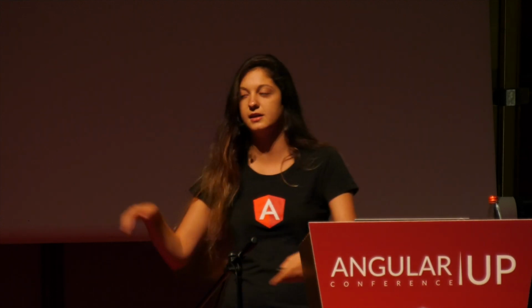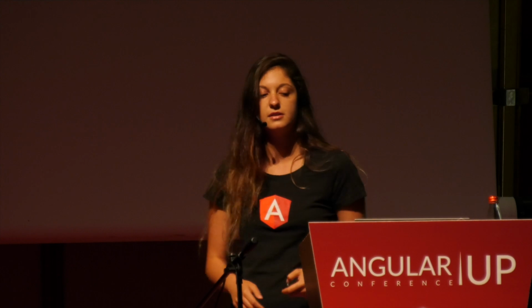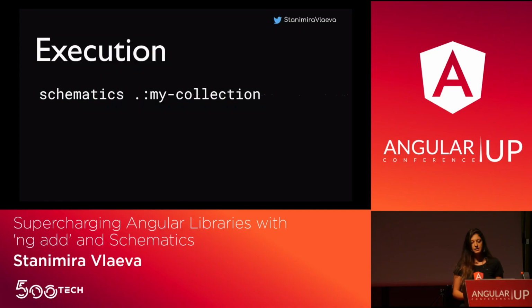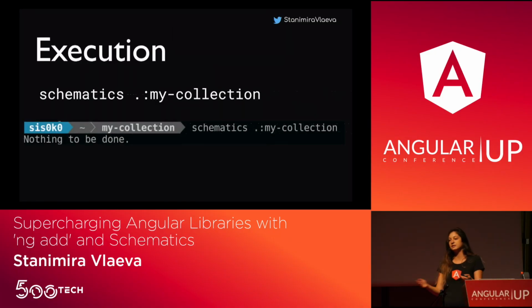Then we have a colon, and we need to specify also the name of the project transformation. And as we saw in the beginning, this scaffolded collection has just a single transformation called myCollection. So again, left of the colon, the name of the collection, right of the colon, the name of the transformation. And when we execute that, we don't get anything, because as we saw, the function that we had initially just takes a tree and returns the same tree. So there are no actual actions to be executed.